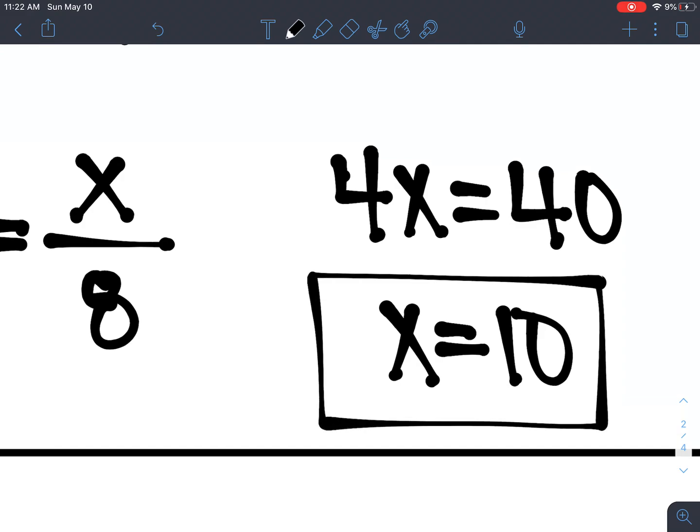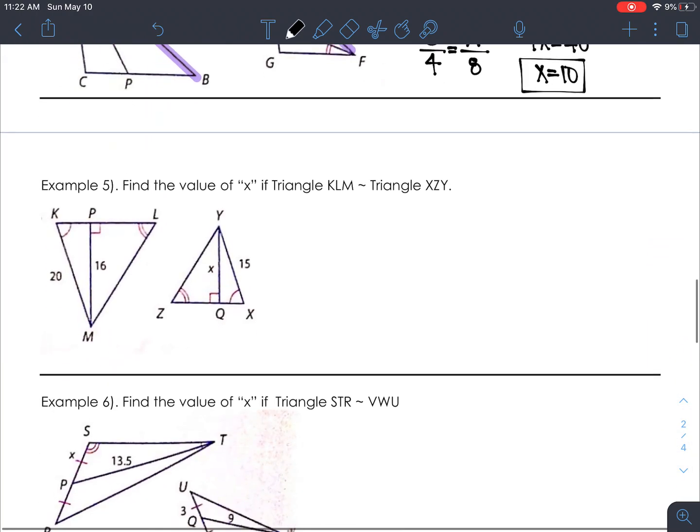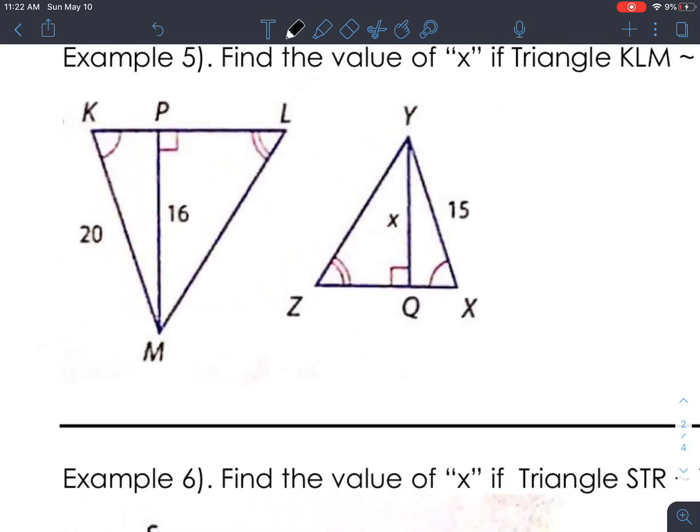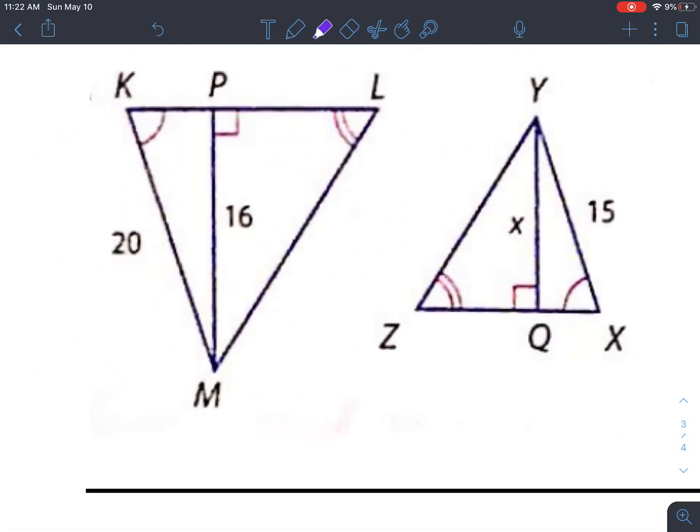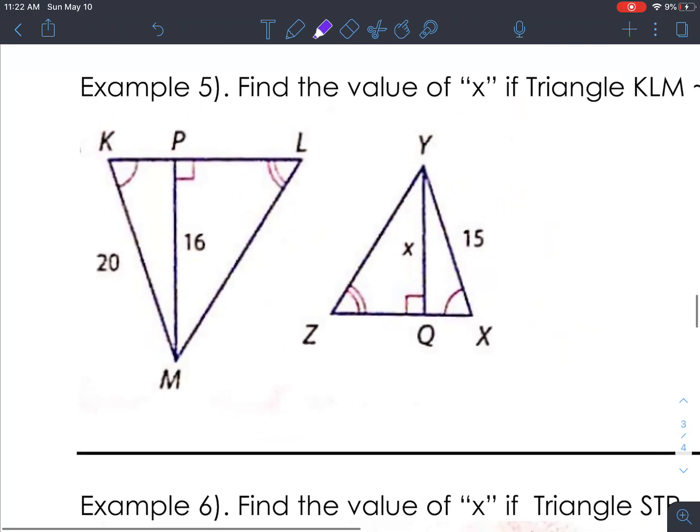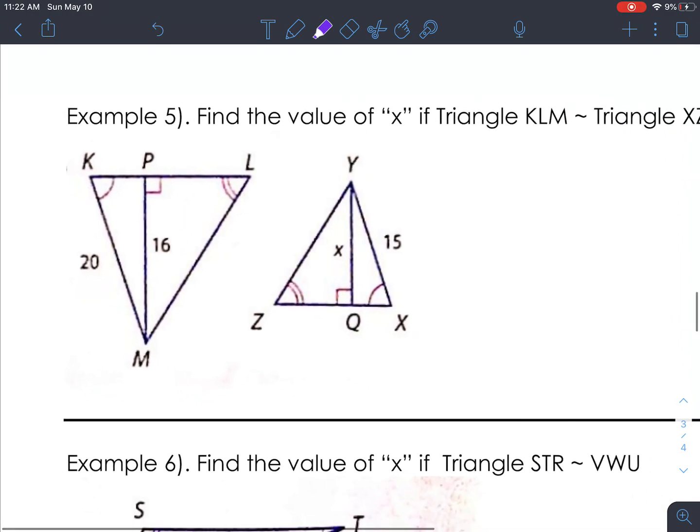All right, let's try the next one. Okay, so if we look at our special segments, these are going to be altitudes because they're perpendicular segments connecting a vertex with the opposite side, okay? So let's take a look at what we're given.